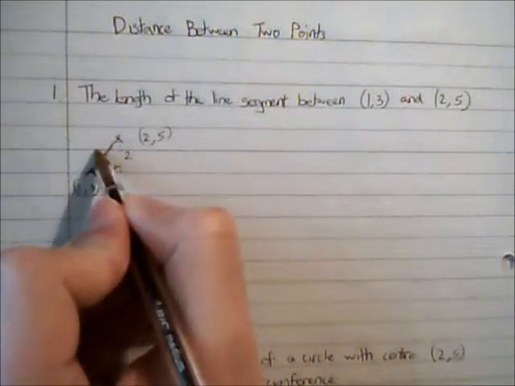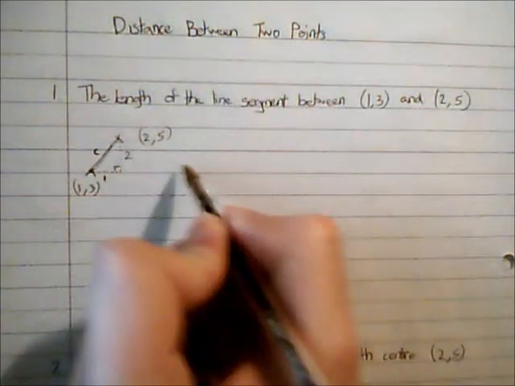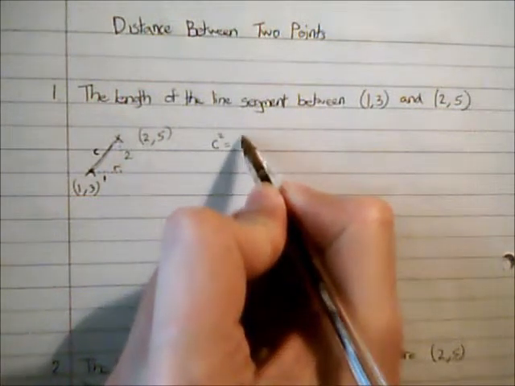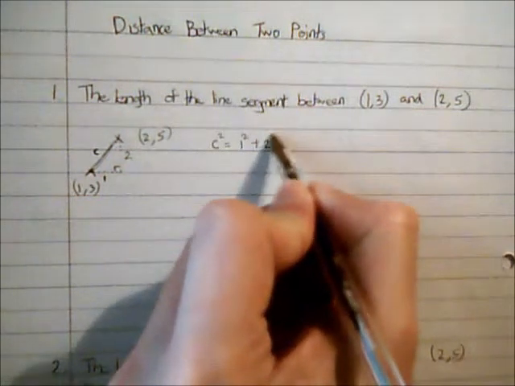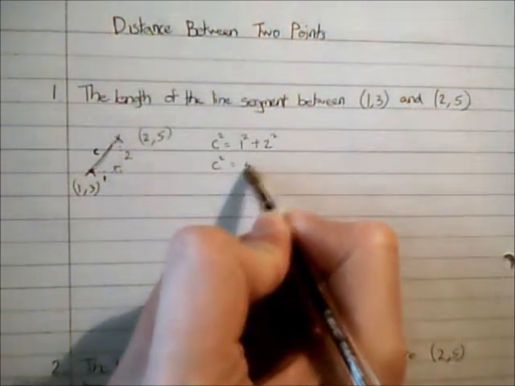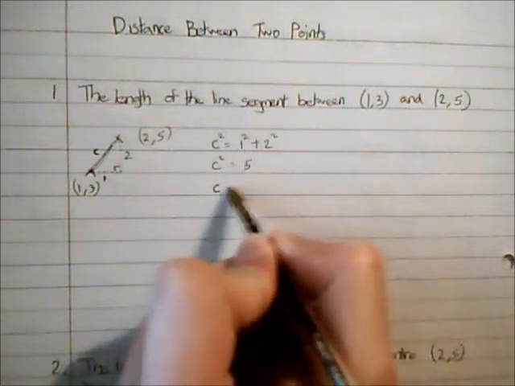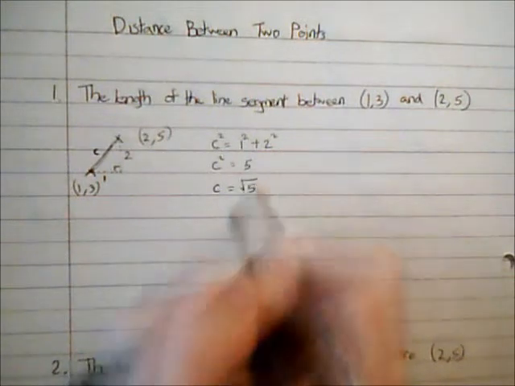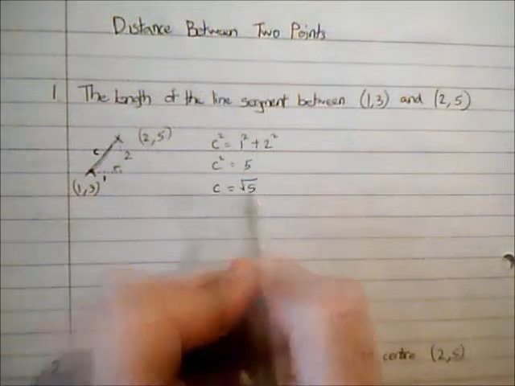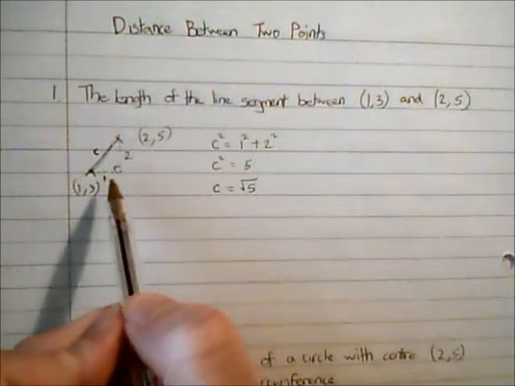So if I now label this c, I can use Pythagoras' theorem, which says that c squared is equal to a squared plus b squared. So that gives us c squared is 5, and therefore the length of the line c is root 5. So this is looking at it from a sort of diagrammatic approach.